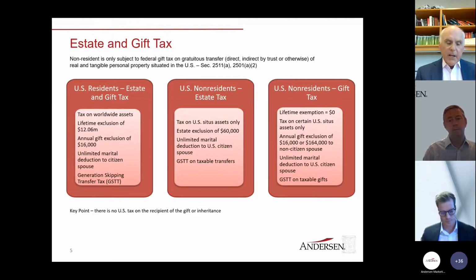And so on this slide here, if you're U.S.